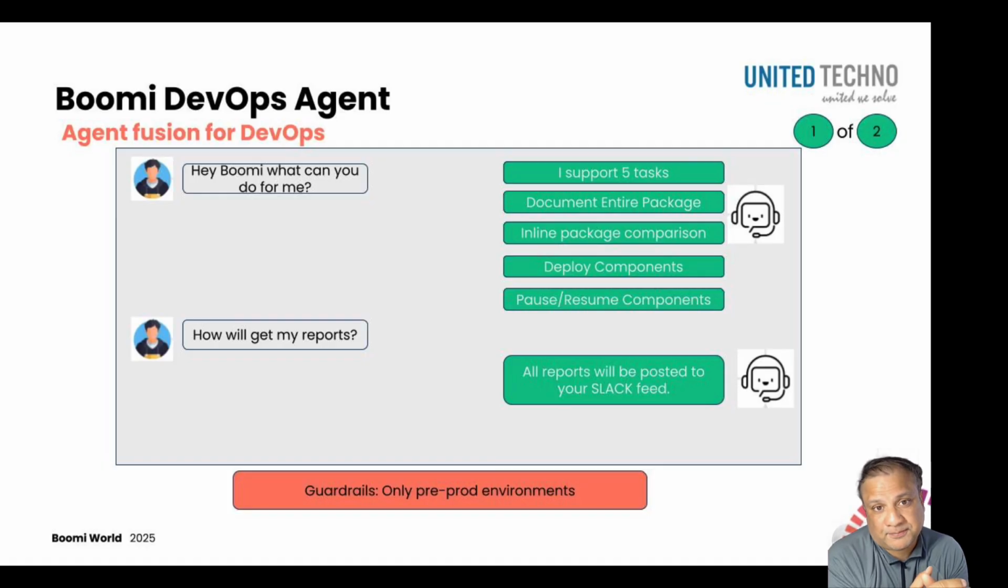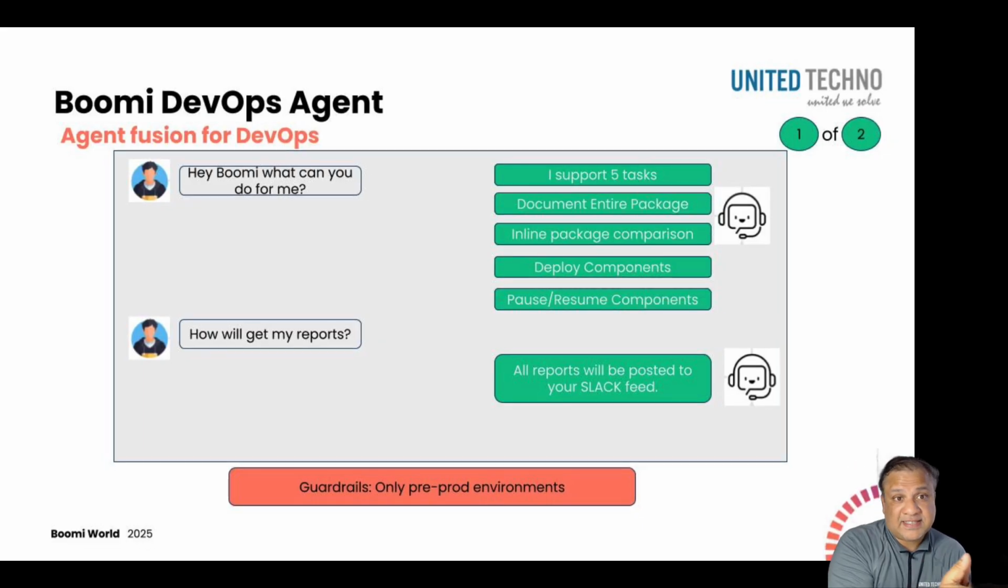Our first use case is Boomi DevOps Agent. This is designed for end users to manage their Boomi application. The agent has guardrails to prevent deployments to production at this point of time. These agents work with other AI agents to enhance the overall user experience. This agent has about 5 to 6 different tasks, and we'll highlight them during the demo.